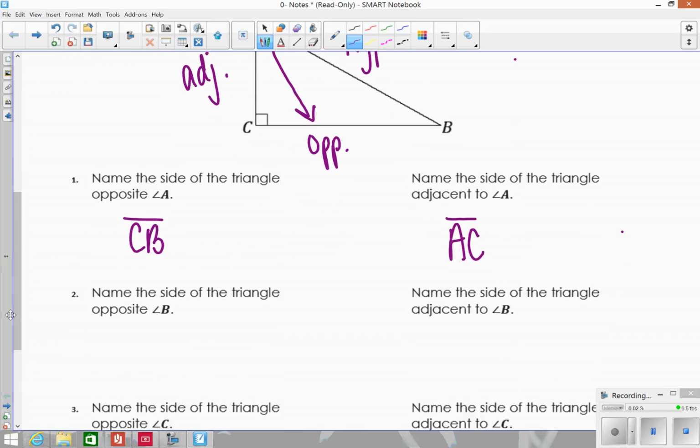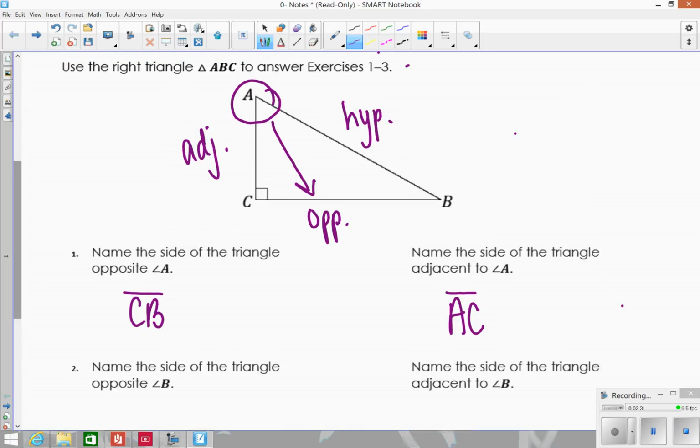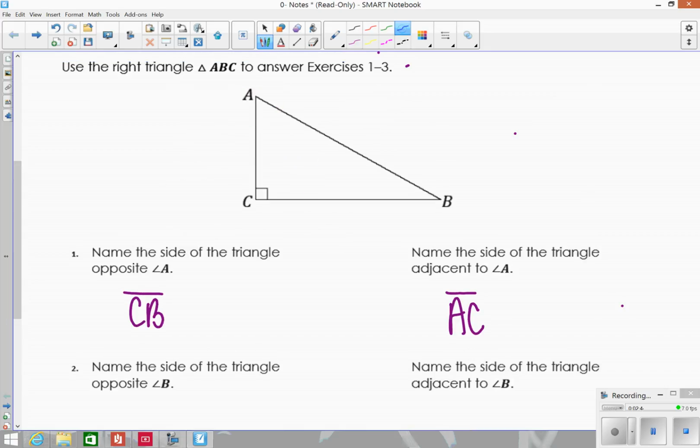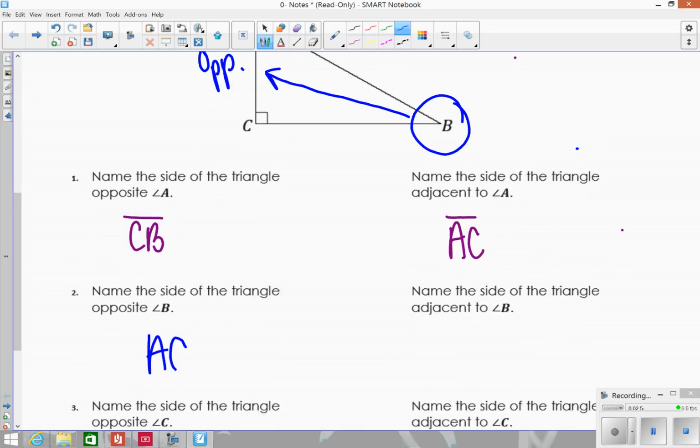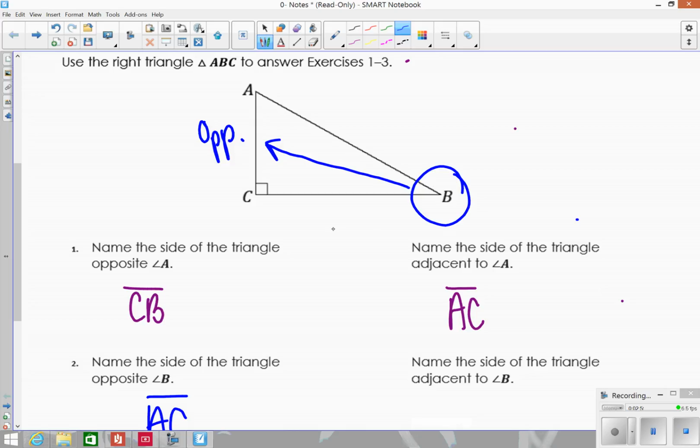The next part here says using angle B. So what I'm going to do now is erase this, start over, and talk about angle B. Go across from angle B. That's going to be the opposite. So that's going to be AC. And then adjacent to angle B is the side next to it, so not the hypotenuse, but the side next to it. This is going to be the adjacent side. So this is going to be CB.